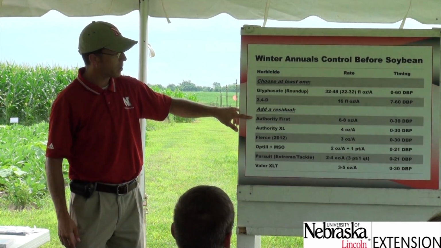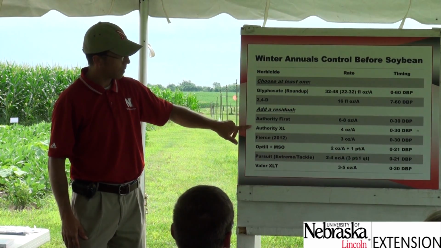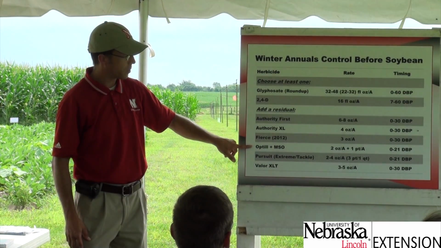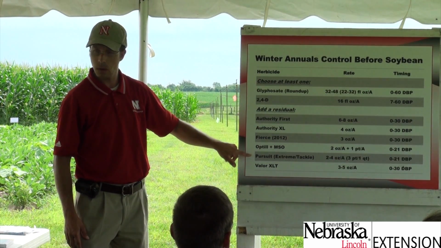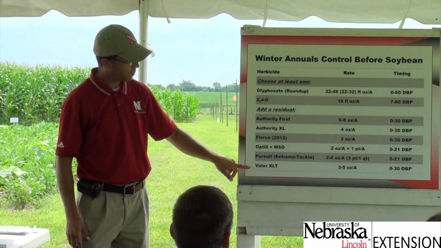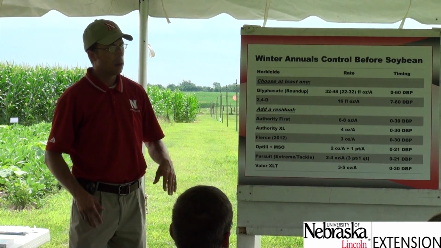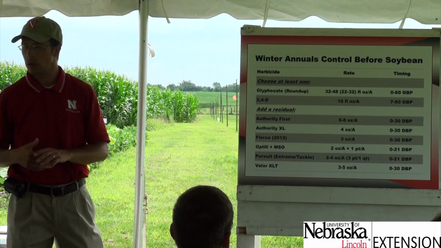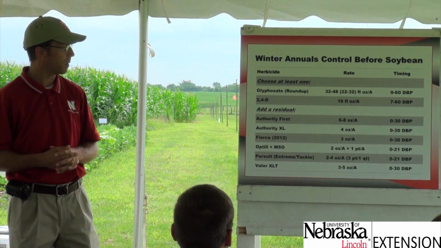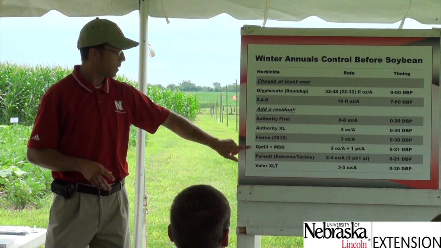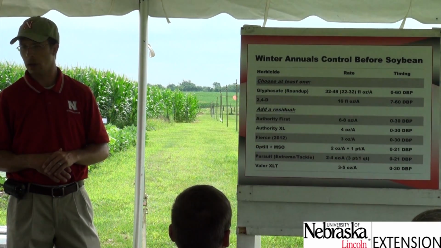Authority First is a combination of First Rate plus Authority. Authority XL is Authority plus Classic. Fierce will also be labeled for soybeans. Optill is a premix of Sharpen plus Pursuit. Neither Extreme nor Tackle have been very effective, and Valor XLT is Valor plus Classic. Any of the products that have had Classic with them, we've seen very good residual activity and have been happy with them in our trial. And then the Sharpen plus Pursuit have also had very good success. That's been a nice product.